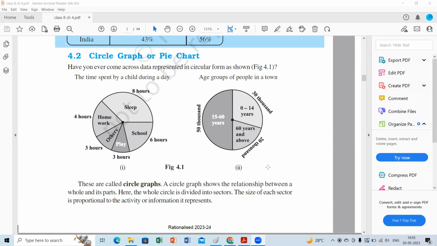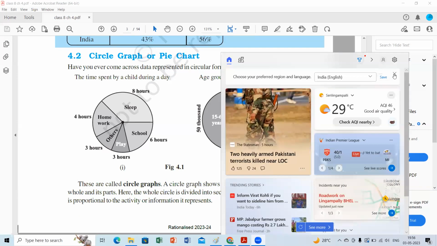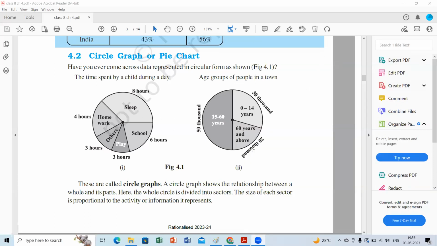Now look here, children. There is a circle. How many degrees does a circle have? 360 degrees. If you see each part of this, there is sleep, school, playtime, others, and homework. A student spent during a day 8 hours for sleep, 6 hours for schooling, 3 hours playing, 3 hours others, and 4 hours doing homework. This is the activity done by the student in a day.